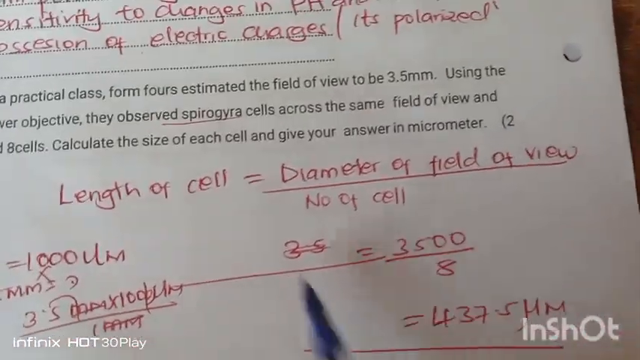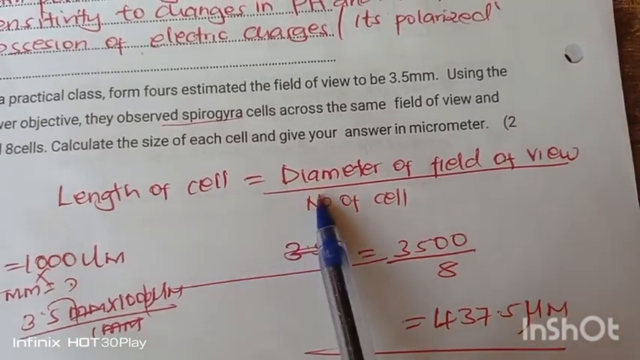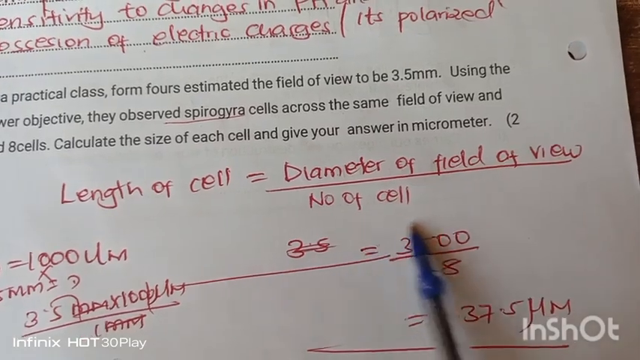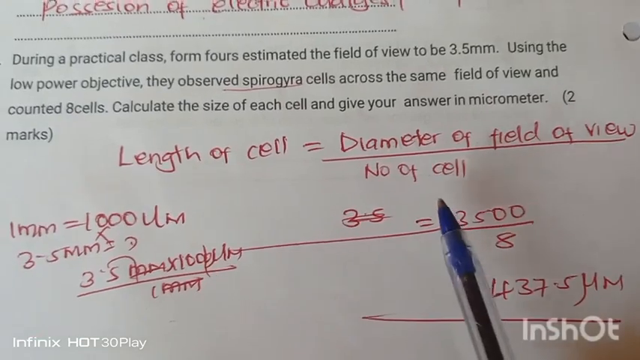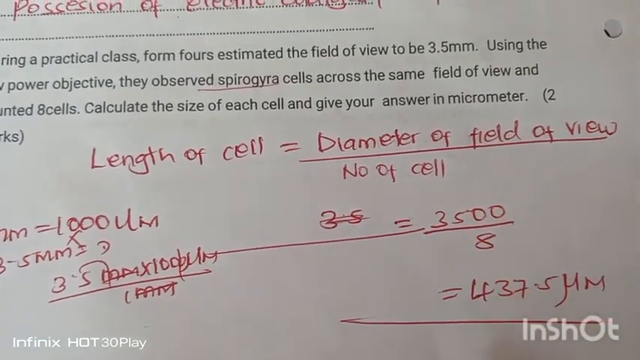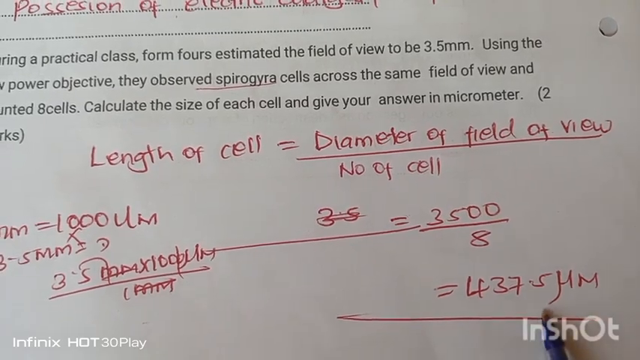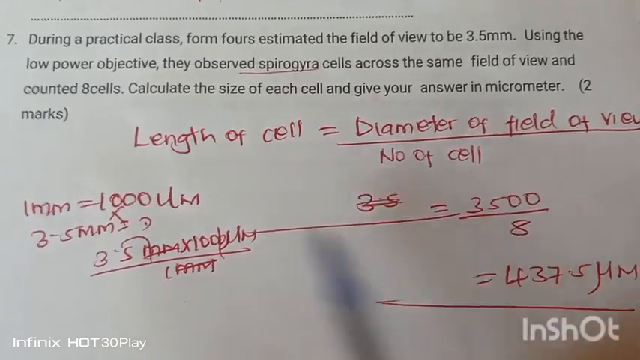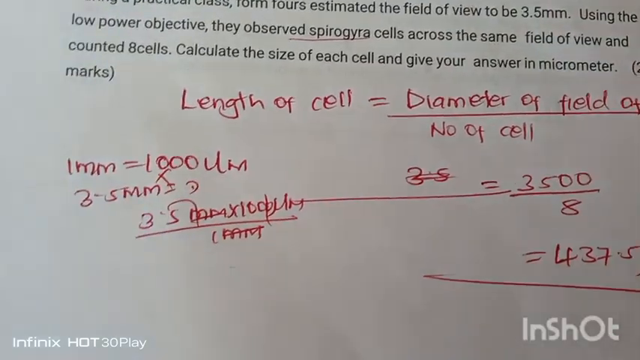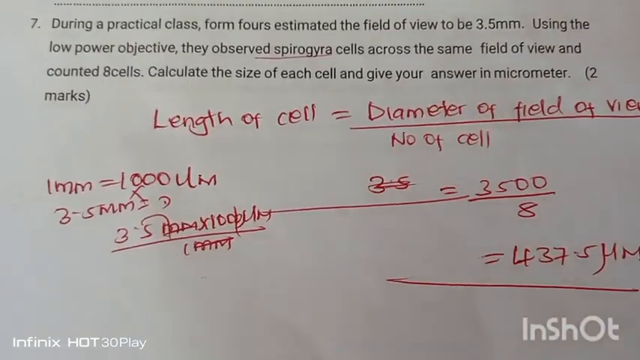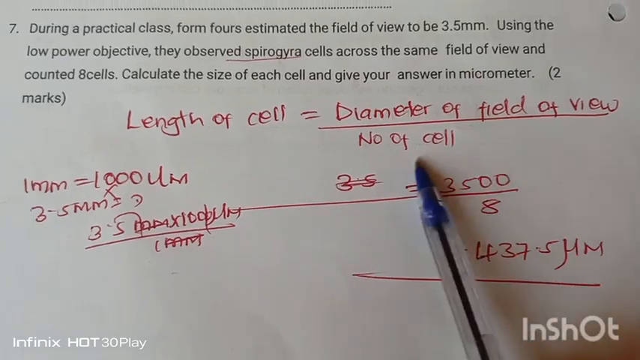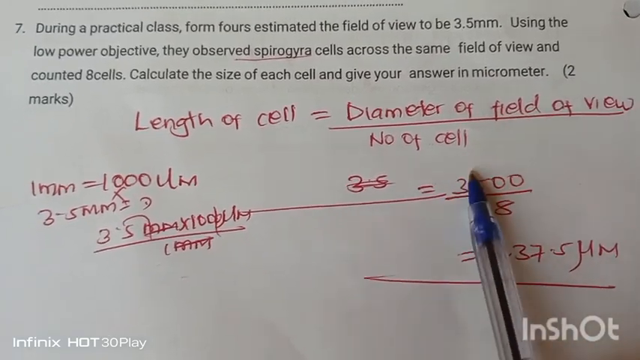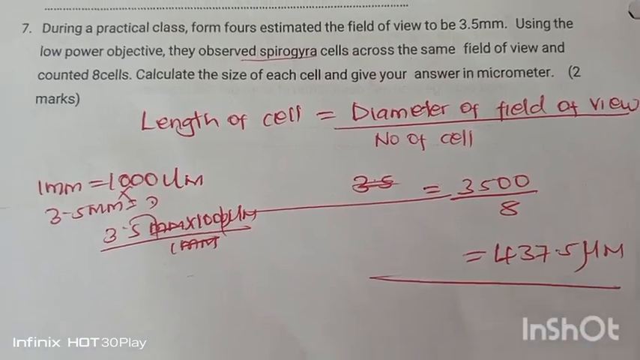To calculate the size of the cell, you use this formula. Length of the cell is equal to the diameter of the field of view divided by the number of cells across the diameter of the field of view. Now that you have 3500, you divide by 8. That's why you get 437.5 micrometers. So first of all, you convert the units into micrometers, and then you use this formula. Length of the cell is equal to diameter of the field of view over the number of cells. 3500 divided by 8, you get 437.5 micrometers.